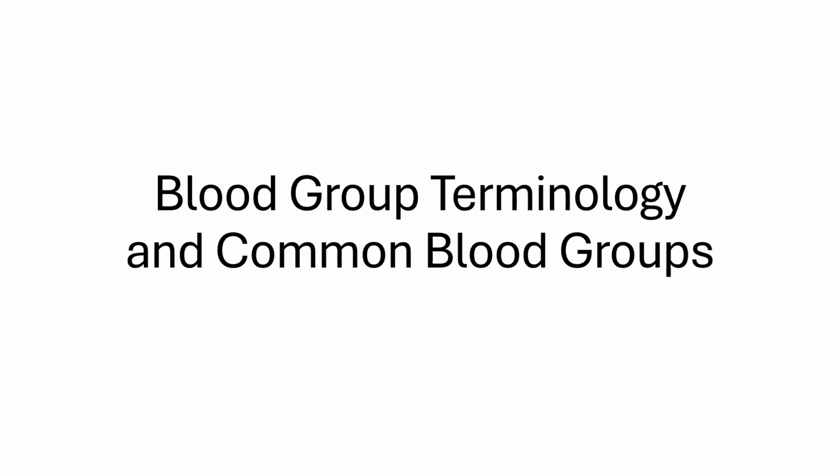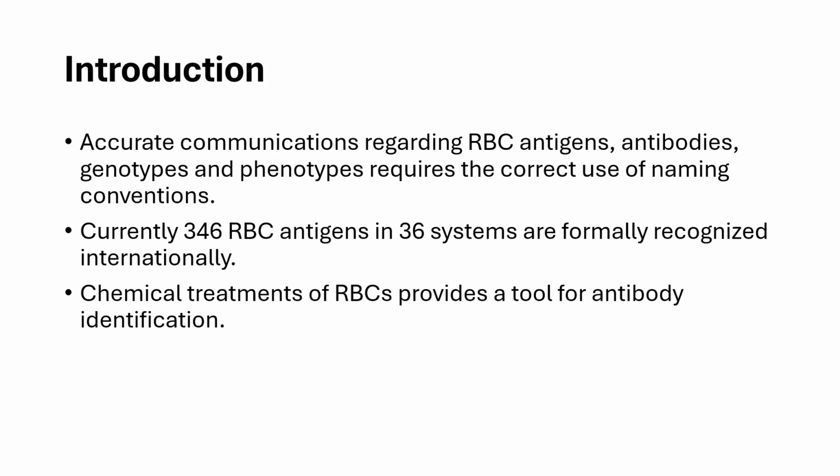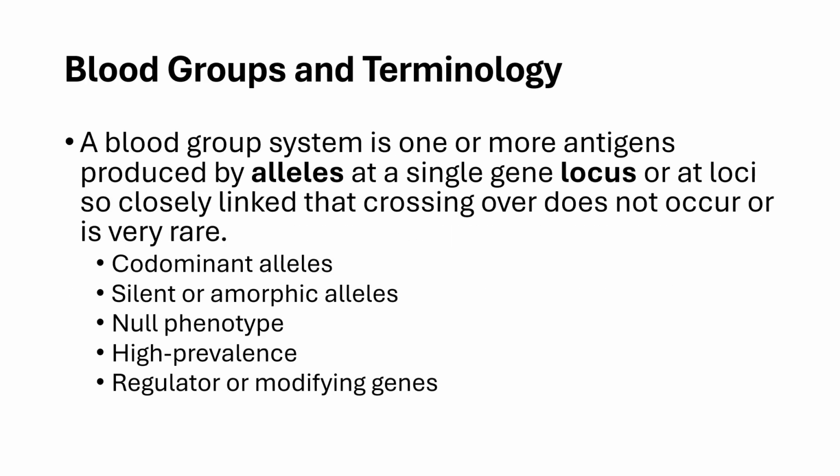Blood group terminology and common blood groups. So for an introduction, accurate communications regarding red blood cell antigens, antibodies, genotypes, and phenotypes does require the correct use of naming conventions. So currently there are 346 red blood cell antigens in 36 systems, and they are formally recognized internationally. There are chemical treatments of red blood cells that provide a tool for antibody identification as well, and we'll talk about all of that.